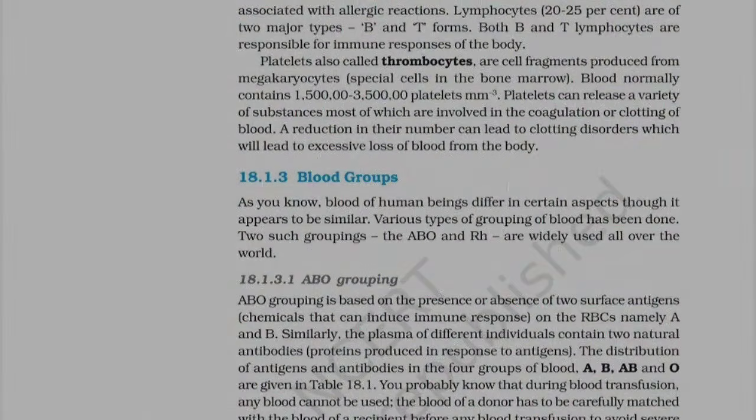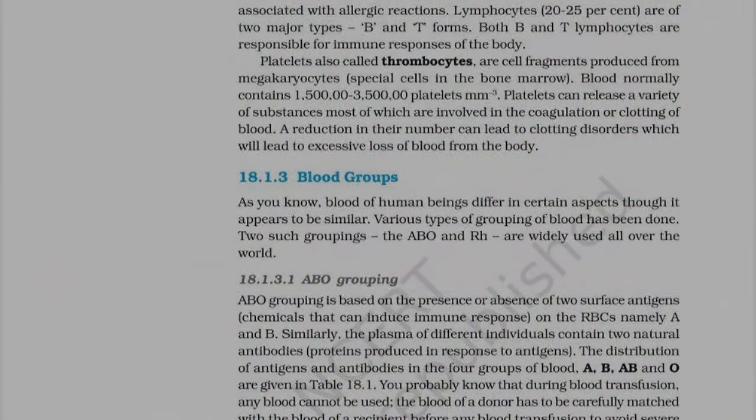Platelets, also called thrombocytes, are cell fragments produced from megakaryocytes, special cells in the bone marrow. Blood normally contains 1,50,000 to 3,50,000 platelets per cubic millimeter. Platelets can release a variety of substances, most of which are involved in the coagulation or clotting of blood. A reduction in their number can lead to clotting disorders, which will lead to excessive loss of blood from the body.